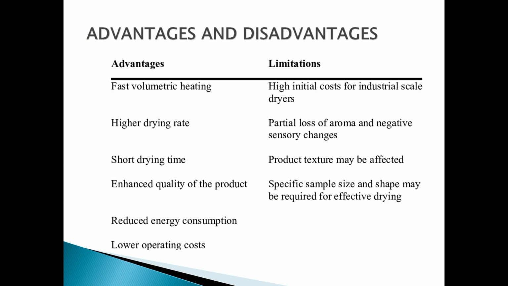So, there are also limitations of the microwave oven, and we can see them here. High initial cost for industrial dryers, partial loss of aroma and negative sensory changes, product structure may be affected, and a specific sample size and shape may be required for effective drying. These are some limitations of the microwave oven.